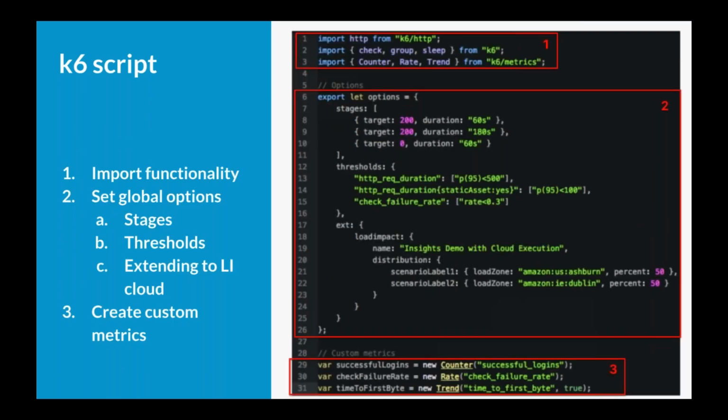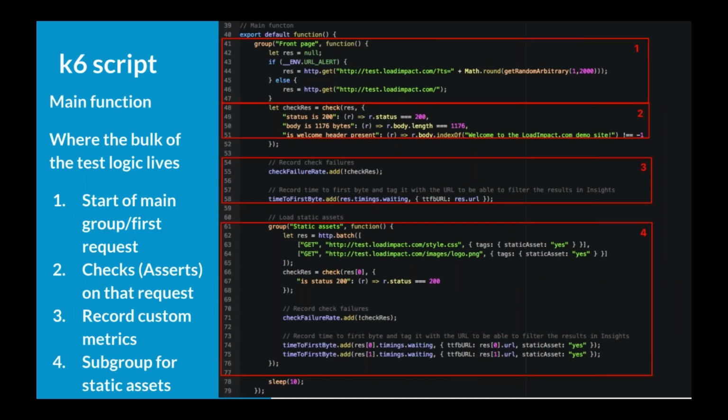Oh, I'm sorry. And then the final thing down here, on lines 29 and 31, is our custom metrics. I'm just instantiating some variables for custom metrics in our script. Custom metrics can be any numeric value. Here I'll be counting successful logins, a failure rate, as well as the trend of time to first byte over time. Again, these are all global in scope, so they'll apply to our entire test.